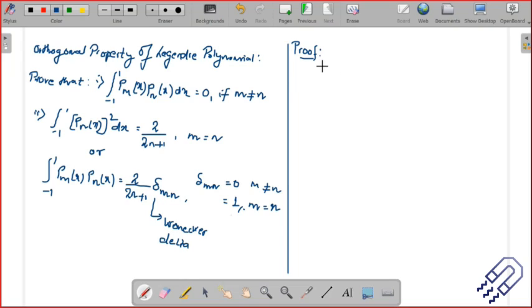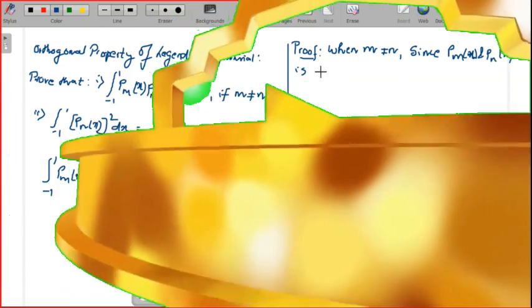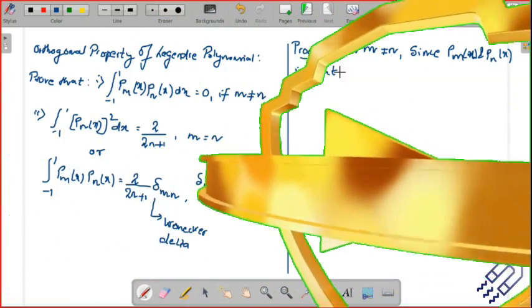So for proof, we should understand one thing, that when m is not equal to n, and when we say it's a Legendre polynomial, that means that this Pm(x) and Pn(x) will satisfy the Legendre equation. That's how we call it a polynomial.